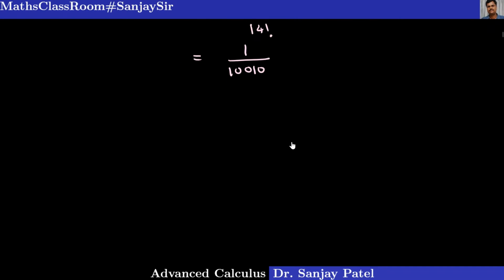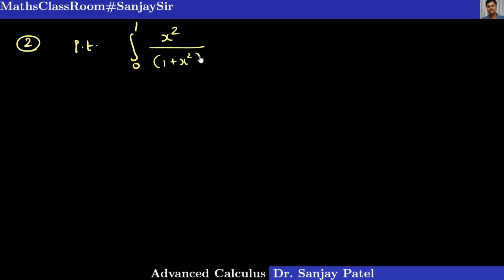Let us solve the next problem, number 2. Prove that integral 0 to 1 x square upon 1 plus x square raised to 3 dx is equal to pi upon 32. Okay. So let us start with the given integral.